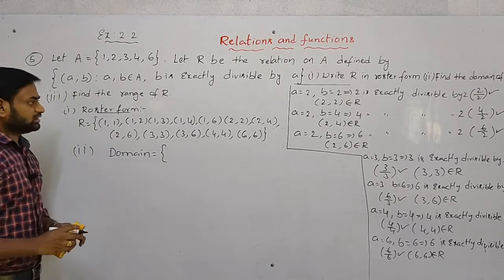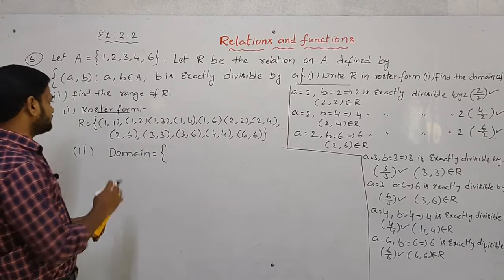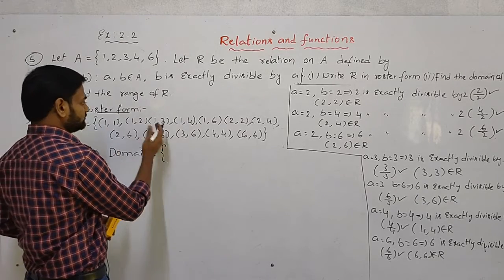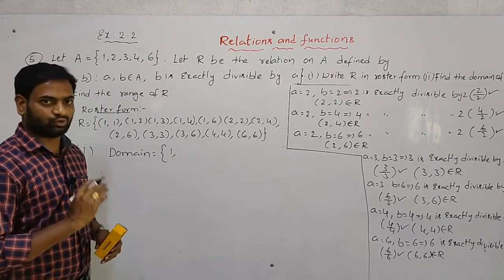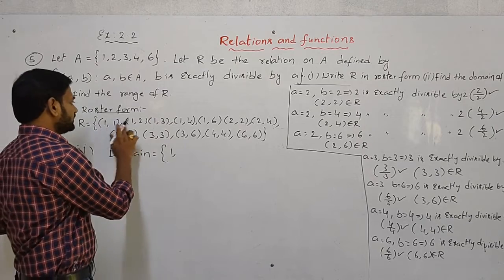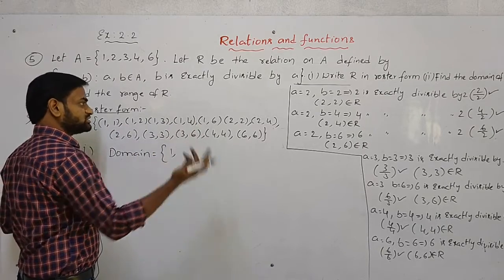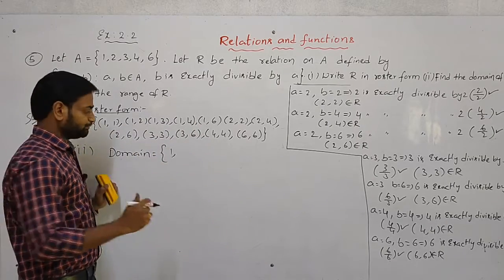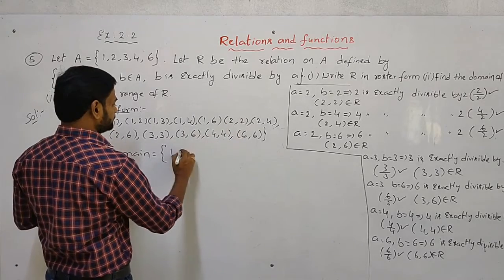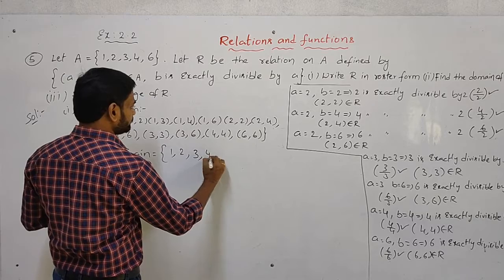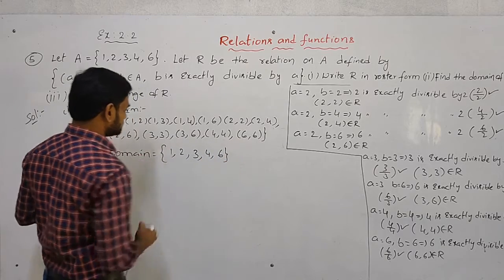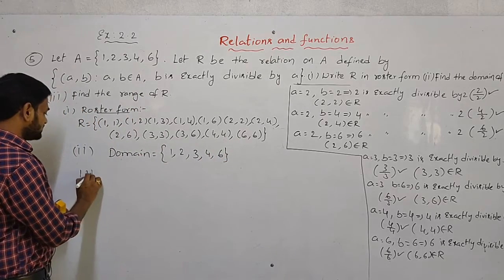What is the domain? The set of all first elements. What are the first elements here? 1. Again 1 is there. How many times does 1 repeat? It is counted 1 time only. Even though 1 is repeated 4 times, 5 times, it is counted only 1 time. So next 2, next 3, next 4, next 6. That is the domain. Next, what is the range?